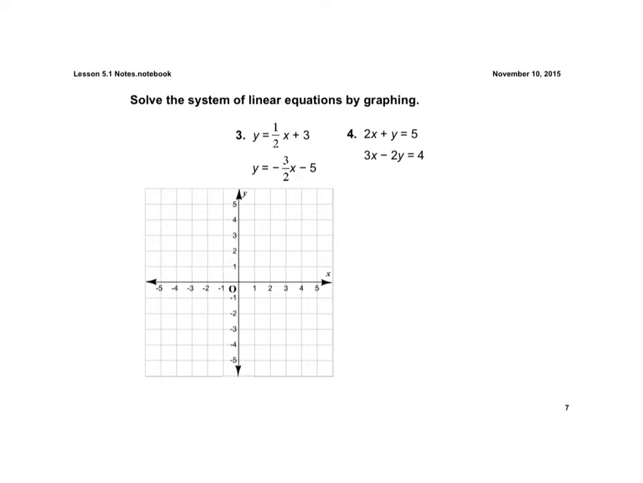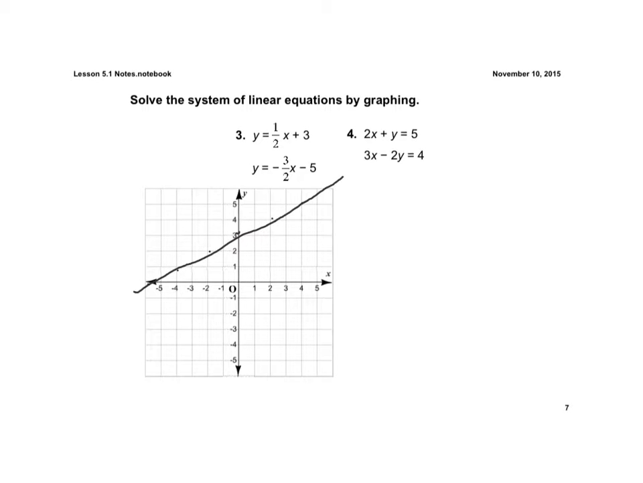Now, these next ones we'll go ahead and graph. Again, we're graphing using slope-intercept form. So this first one has a y-intercept of 3 and then goes up 1 over 2, up 1 over 2. Or we can go in the reverse direction also. And I draw my line.